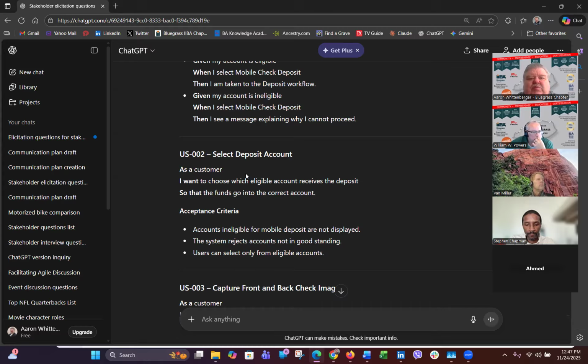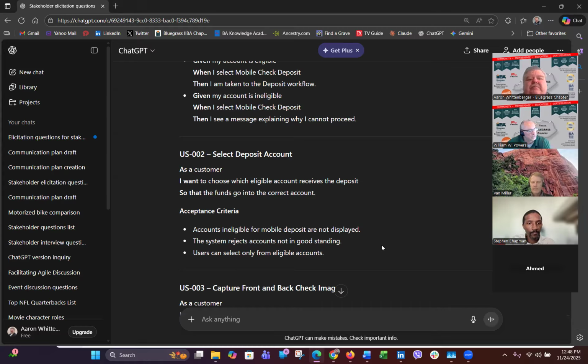So as a customer, I want to choose which eligible account receives the deposit so that the funds go into the correct account. And they've given up on Gherkin in the acceptance criteria, which I wouldn't do personally. If I'm starting with Gherkin, I'm staying there. If I didn't start with Gherkin, I may do one rule in Gherkin, but there has to be a specific reason that I'm changing the cadence, and again, your business analysis skills come into play.